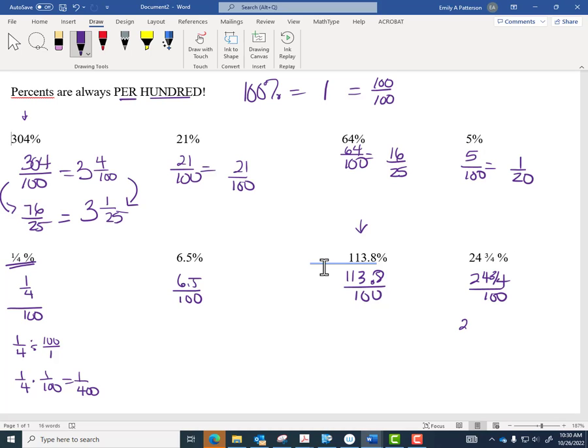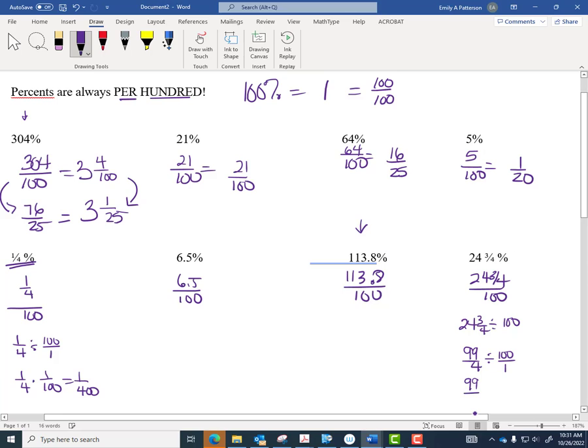But let's do this other fraction one. So I have 24 3/4 divided by 100. Well, in both cases, I need to have them be improper. So this is going to be 96. 4 times 24 is 96, plus 3 more is 99/4 divided by 100 over 1. So we've got the setup going well. So then I'm simply going to, again, fraction division, skip, flip, and multiply.